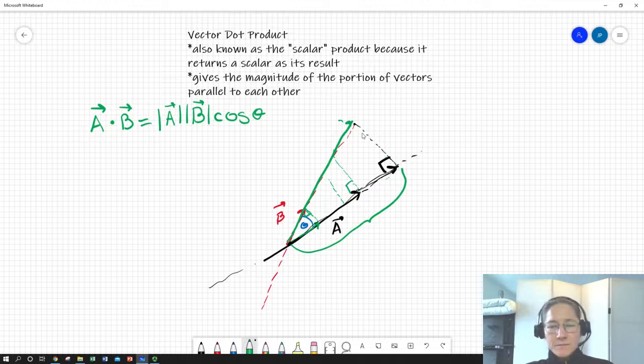Oops. This is 90 degrees. This is the hypotenuse. Looking at it upside down. Hypotenuse.